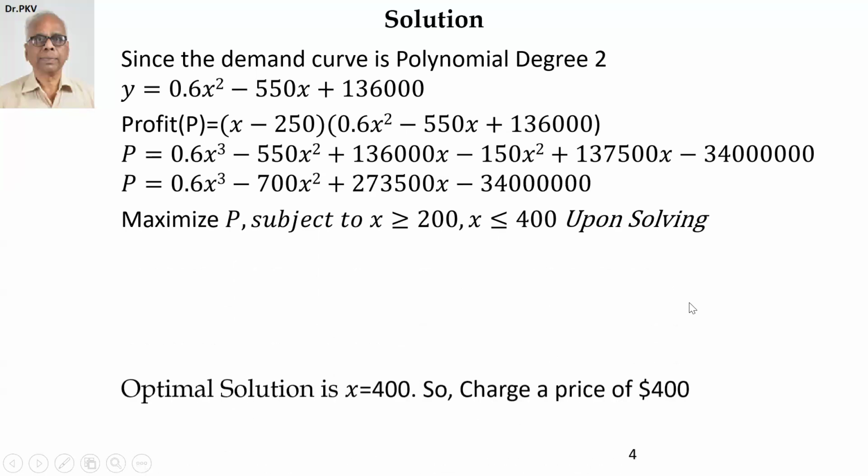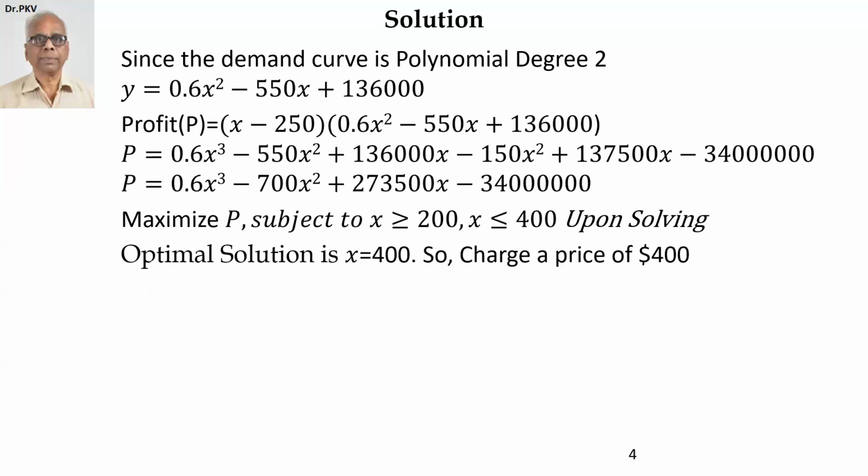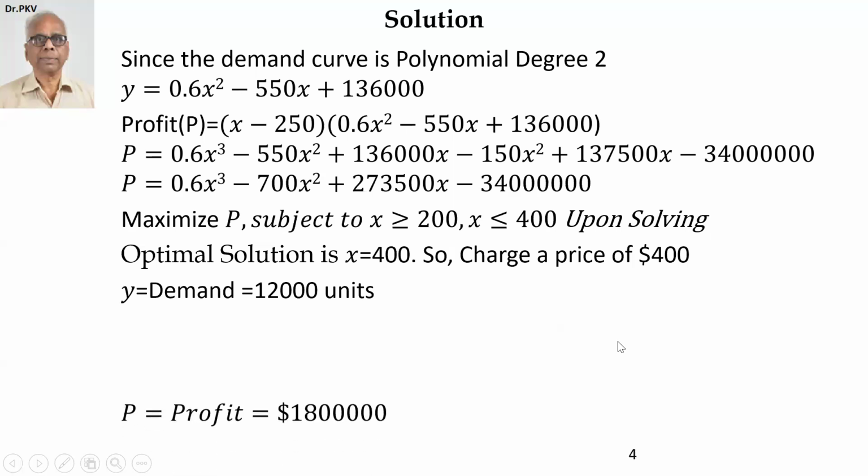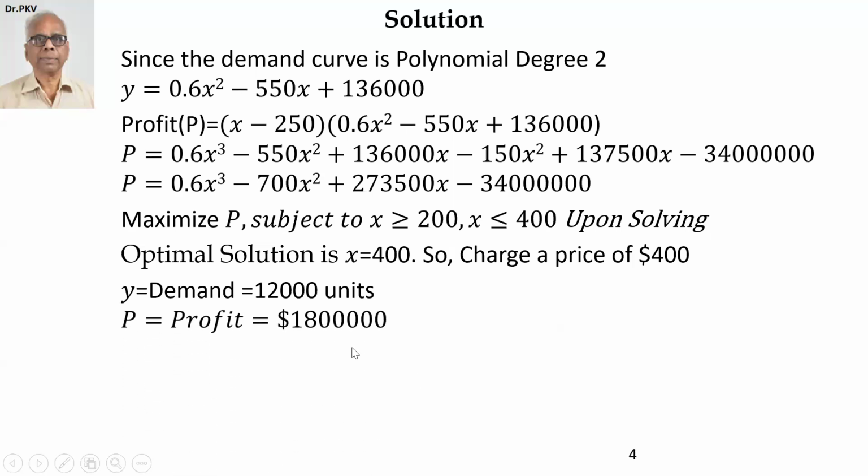Upon solving, the optimal solution is x equal to 400. So charge a price of $400. Demand is equal to 12,000 units upon simplification, and then profit is equal to $18 lakh. Okay, this is the picture. Actually, I can model it in the next video perhaps, to show you how to do it in Excel Solver using nonlinear optimization.